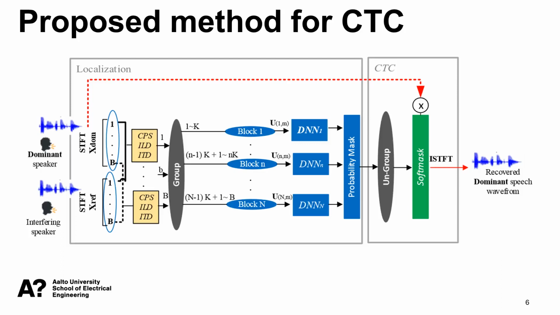In the first module, we transform both signals into the frequency domain using short-time Fourier transform, and we extract the cross-power spectrum, inter-device level difference, and inter-device time difference, which will be the features analyzed by the model. These features are grouped depending on their frequency, and their different frequency blocks are processed by independent deep neural networks. The output of the network is combined into a probability mask that will be used by the second module to calculate the softmask for crosstalk cancellation.